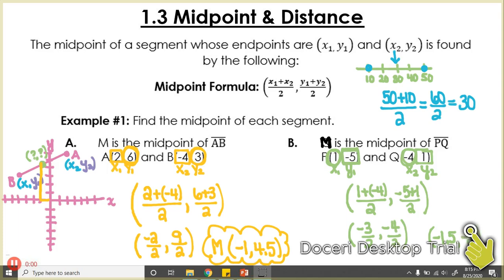So my midpoint, and I'm sorry you can't see that because of the watermark, so I'll rewrite it where you can see it. My midpoint is at -1.5, comma, -2.